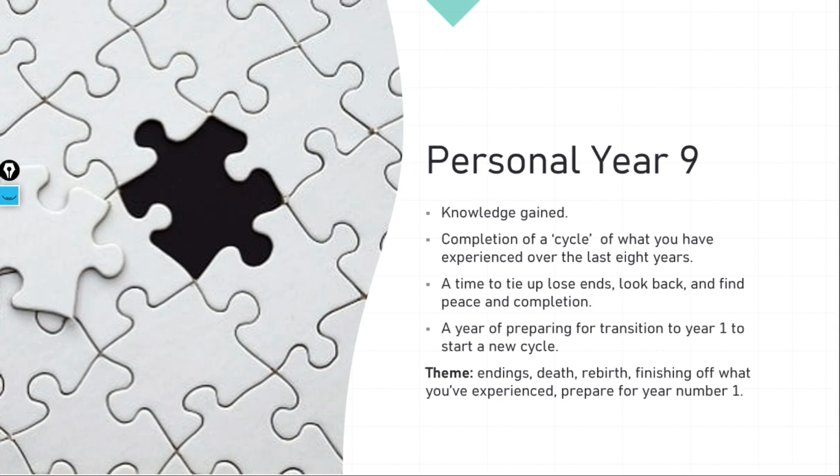Hopefully it's coming to an end, or this is your opportunity to really put whatever's been going on to an end. So the theme for a 9 year is obviously endings, death, not in the literal sense, but death in maybe something leaving your life or falling away, or a different path being taken. It's about something dying away, but not literally, just an ending to something. It's about rebirth, finishing off what you've experienced in the past to prepare for your year number 1.